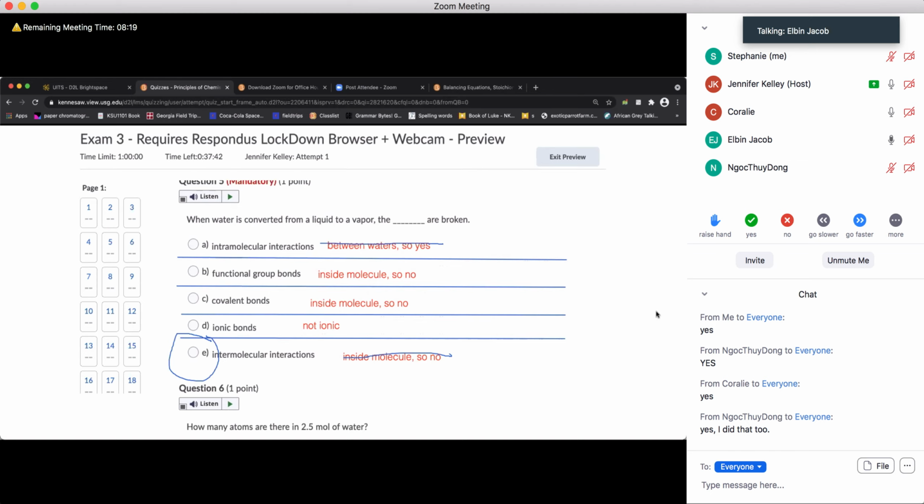So the answer sheet, E is the correct answer, right? Intermolecular. Yeah. Oh, nice. All right.